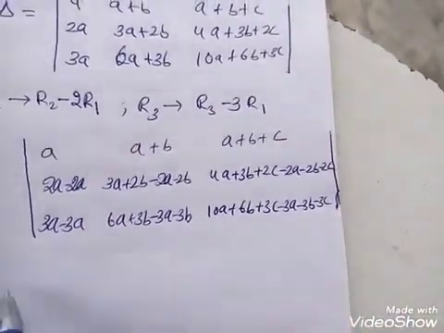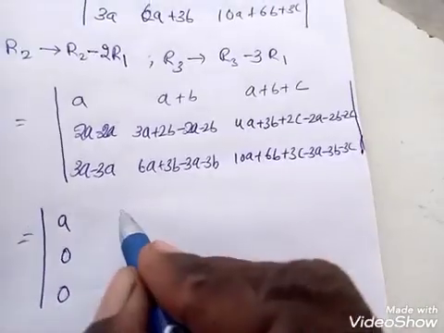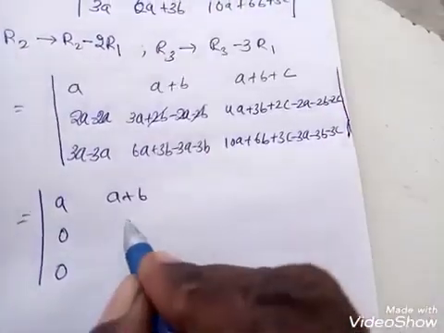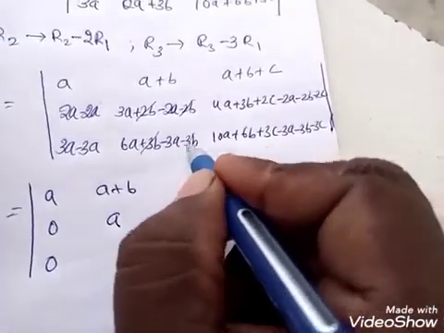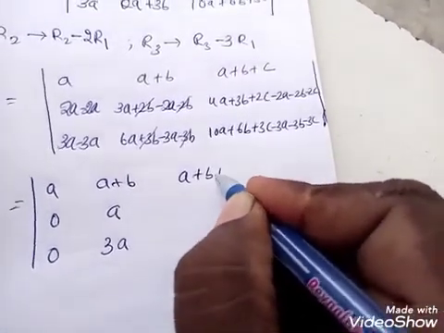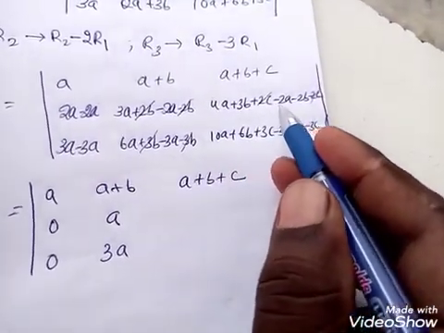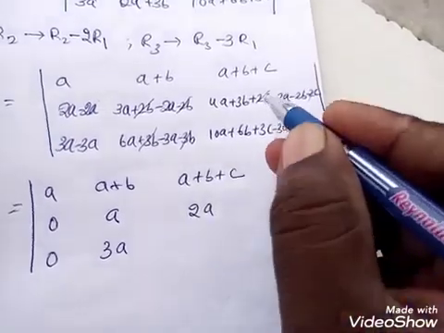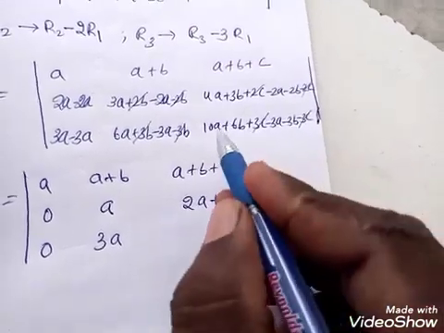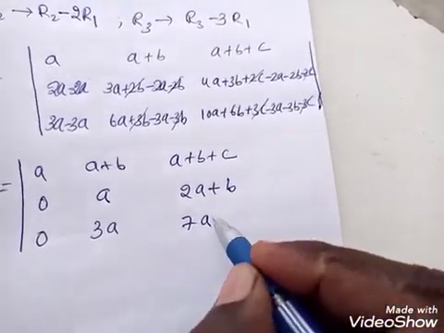Now observe what you are going to get. First column is a, 0, 0. Second column: here 2b minus 2b gets cancelled, 3a minus 2a is a. Here 3b minus 3b gets cancelled, 6a minus 3a is 3a. Here 2c gets cancelled, you will get 4a minus 2a, 2a, and 3b minus 2b is b. Here 3c gets cancelled, 10a minus 3a is 7a, and 6b minus 3b is 3b.